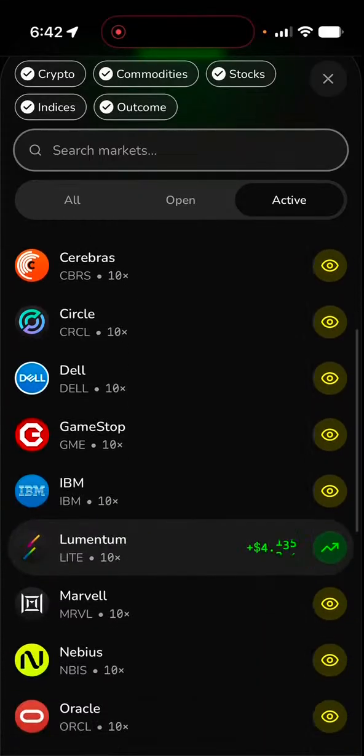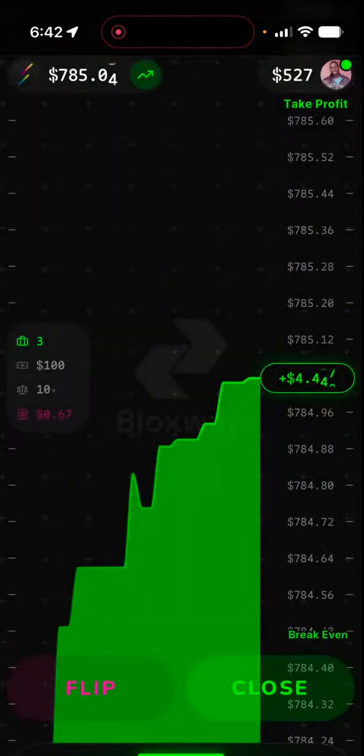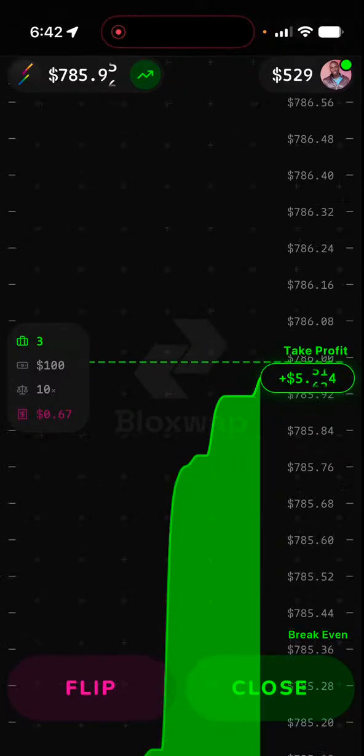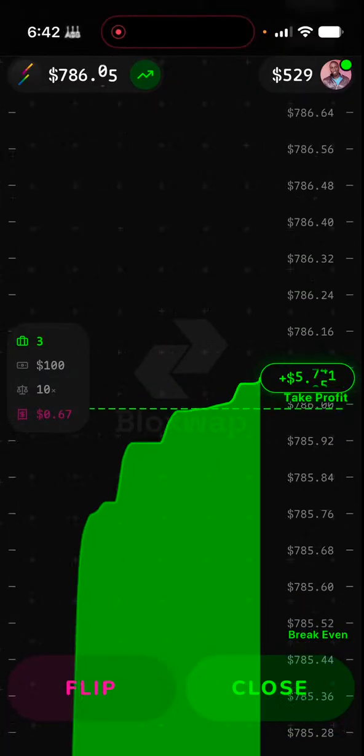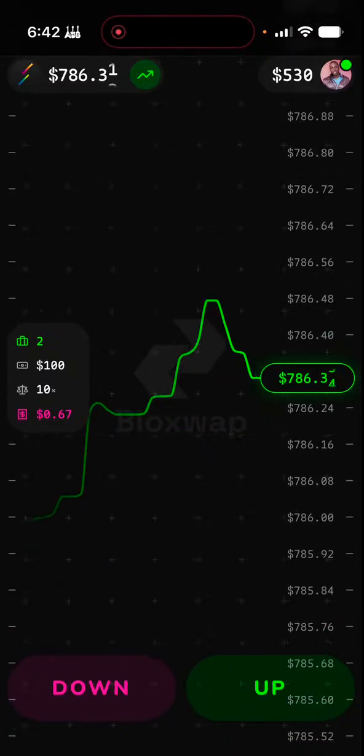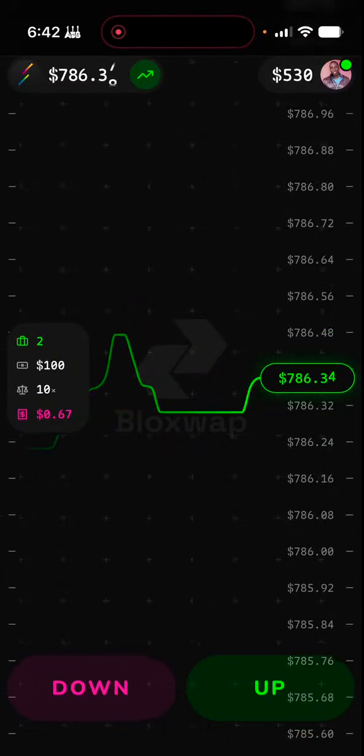Yesterday morning, there were like 6 green. Uh-oh, Lumentum's about to close again. Do it again. We're going to do it again. Let's go. Let's go. Boom. Auto profit. Nice. Okay.